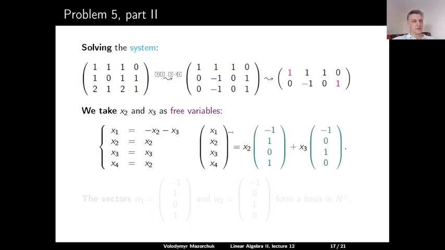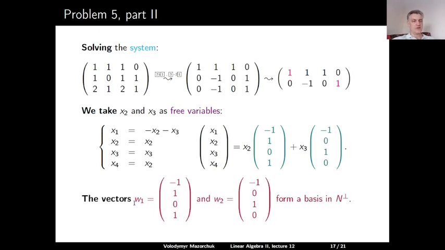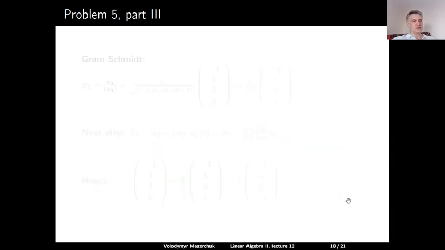In the vector form, (x1, x2, x3, x4) is equal to x2 times (minus 1, 1, 0, 1) plus x3 times (minus 1, 0, 1, 0). So the vectors w1, which is (minus 1, 1, 0, 1), and w2, which is (minus 1, 0, 1, 0), form a basis in the orthogonal complement. So let's now do Gram-Schmidt.